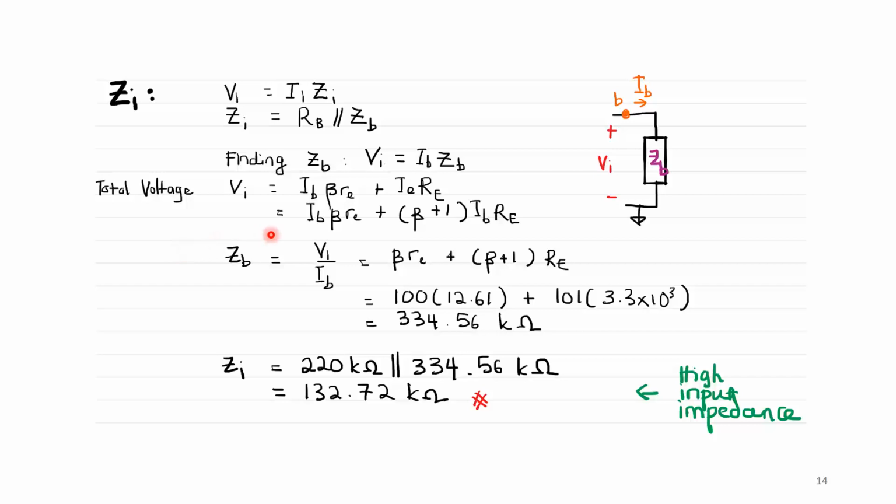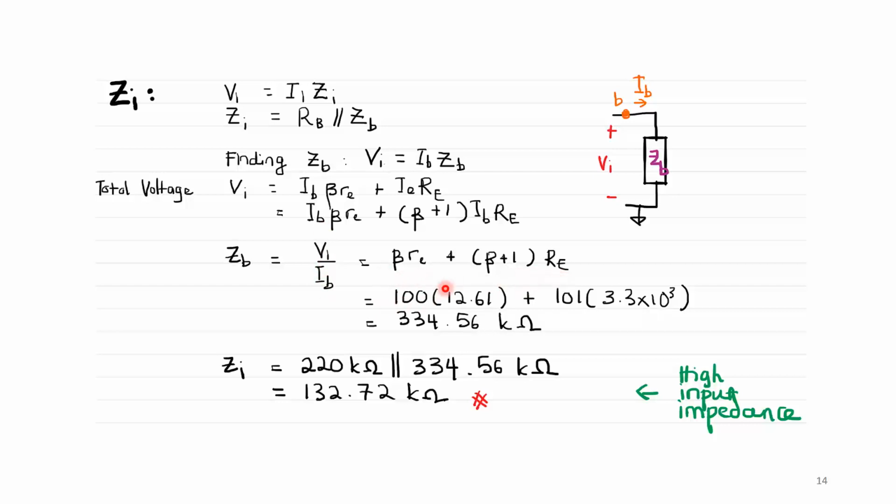Okay, now to find Zin, we need to find ZB, and ZB is equal to Vin over IB. So to find ZB, we just need to consider the branch between base to ground that goes through the emitter. So Vin is equal to IB beta re plus IE RE. You have to refer to the small signal model, and replace IE with beta plus 1 IB. So having an expression of Vin and IB only, I can rearrange to write Vin over IB, and I get this expression, beta re plus beta plus 1 RE, for ZB.